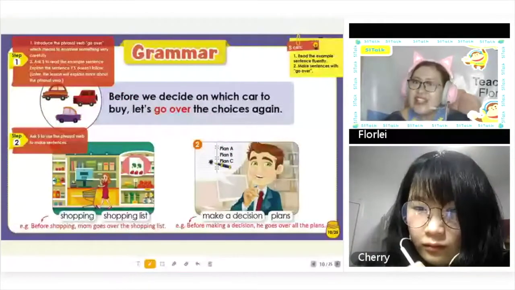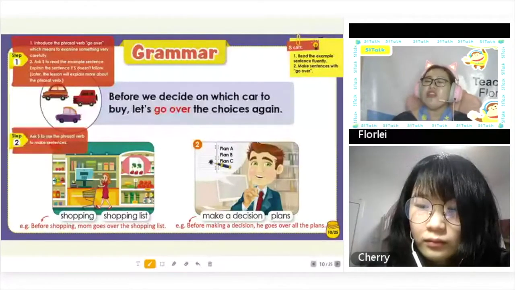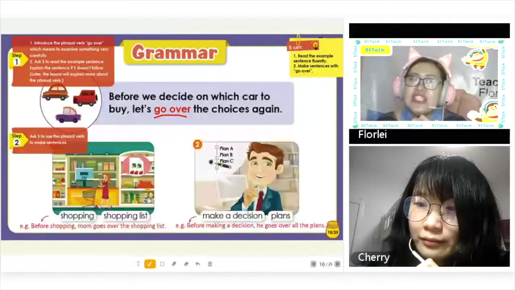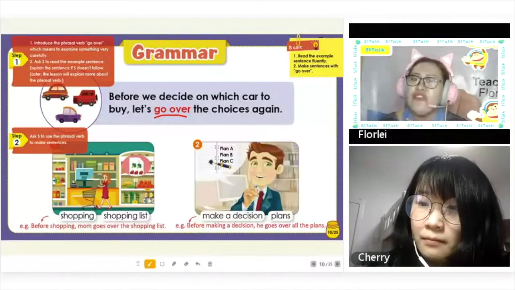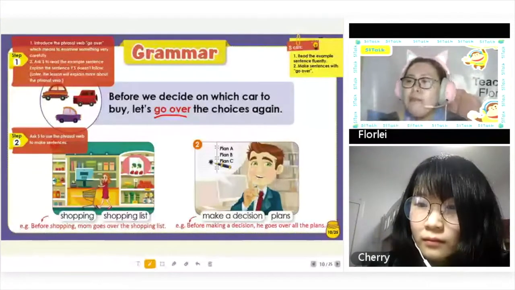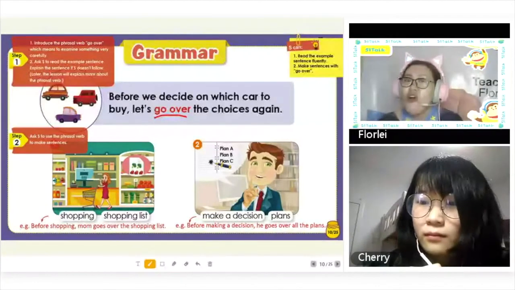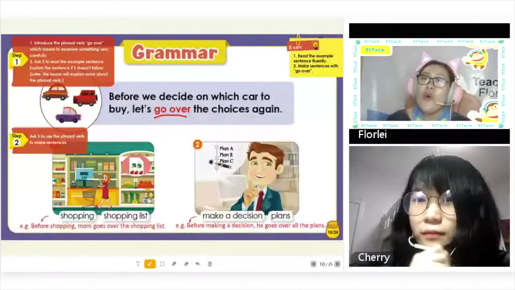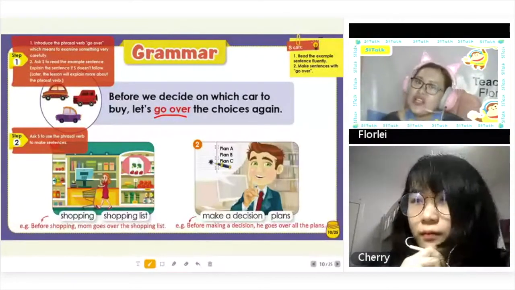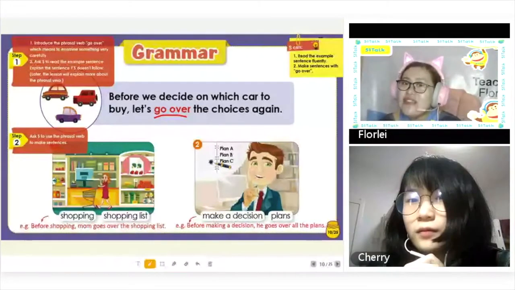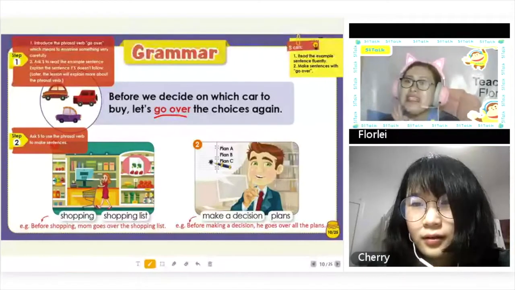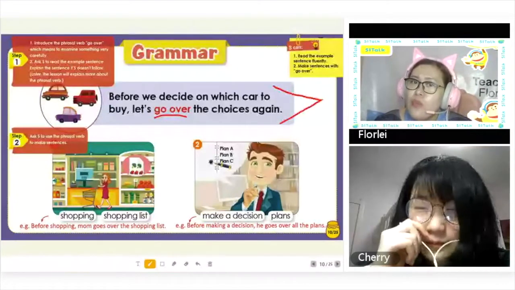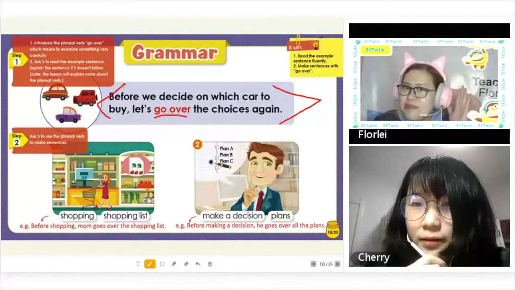Okay, the next lesson we're gonna study is about the phrasal verb go over. So, go over means to examine something very carefully. Like for example, on my part as a teacher, before I conduct my lesson, I try to go over the slides of the lesson so I will know how to teach the students. So that is the meaning of go over, examine something very carefully. Now let's read about go over, one example of the sentence. Please read.